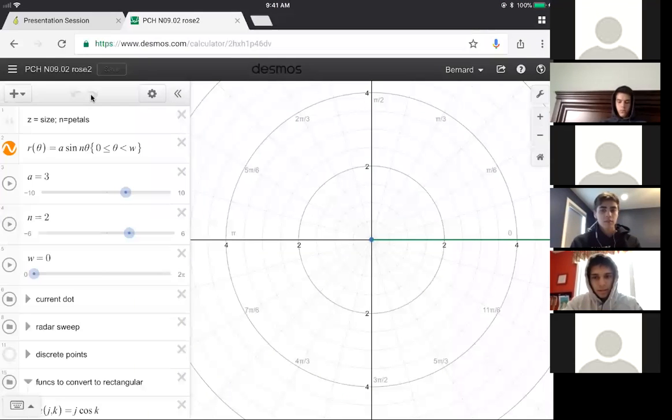So I've rigged a Desmos file to do something similar for us, and what it's going to do is plot, in this case, 3 sine 2 theta, the way it's rigged right now. And it's going to do a little, I don't know if you can see the little green line on the x-axis. It's going to be like a radar sweep. In fact, let me show you that first.